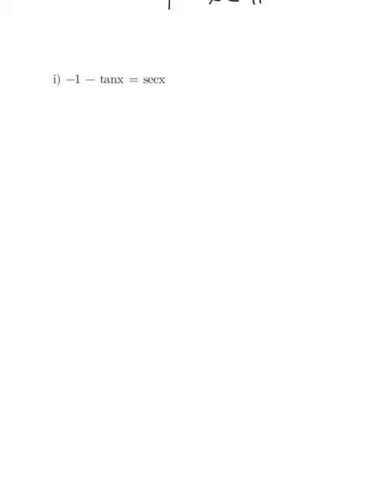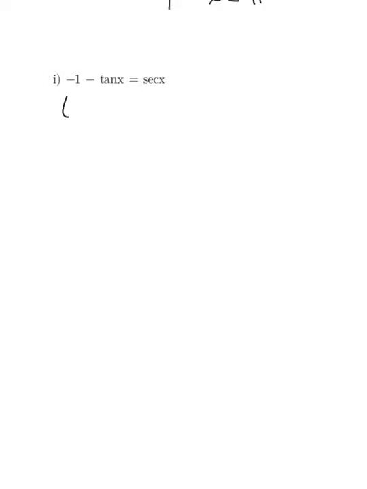On example I, we have negative 1 minus the tangent of x equals the secant of x. On this problem, we have two different functions. Neither one of them is a square. So right now, we can't use Pythagorean identities in any way to help us. But if you think about the Pythagorean identities, we do have a Pythagorean identity that uses tangent squared and secant squared. So what we're going to do to create squares is square both sides.